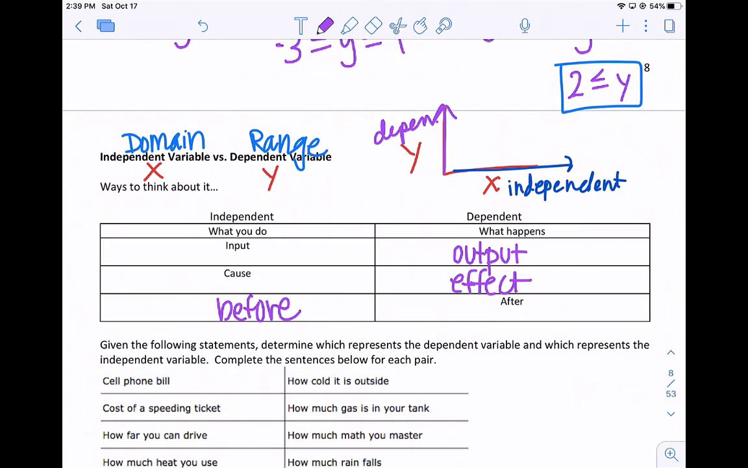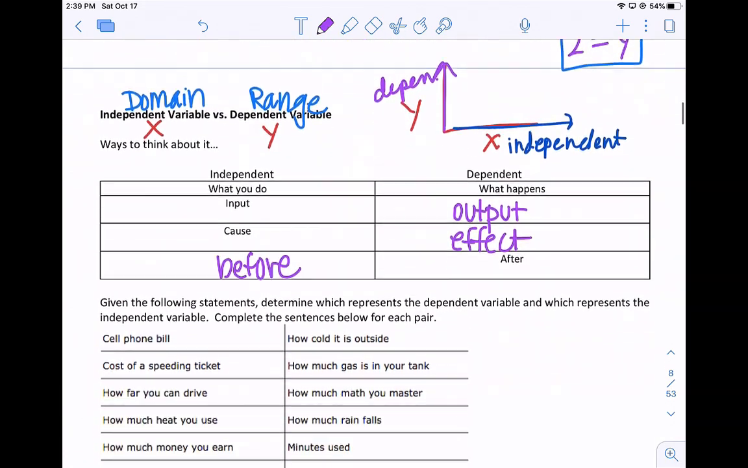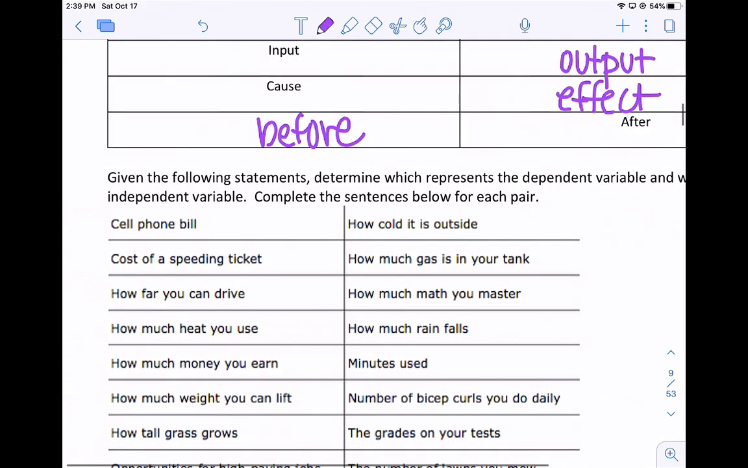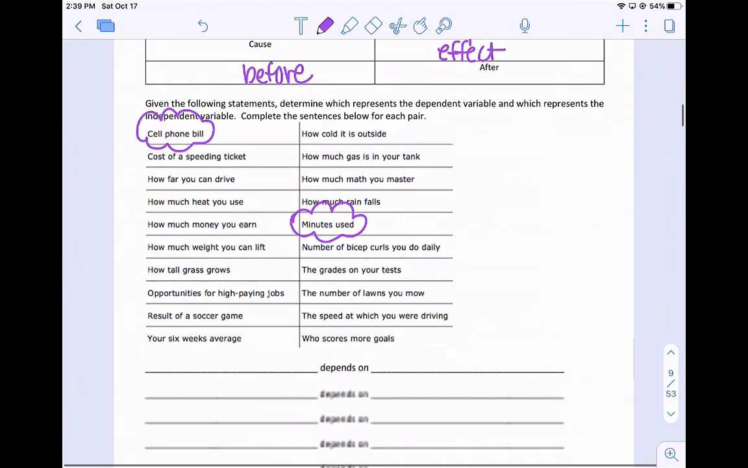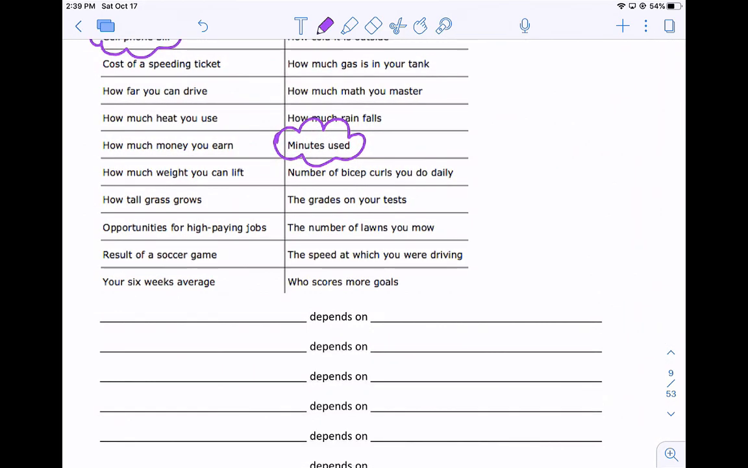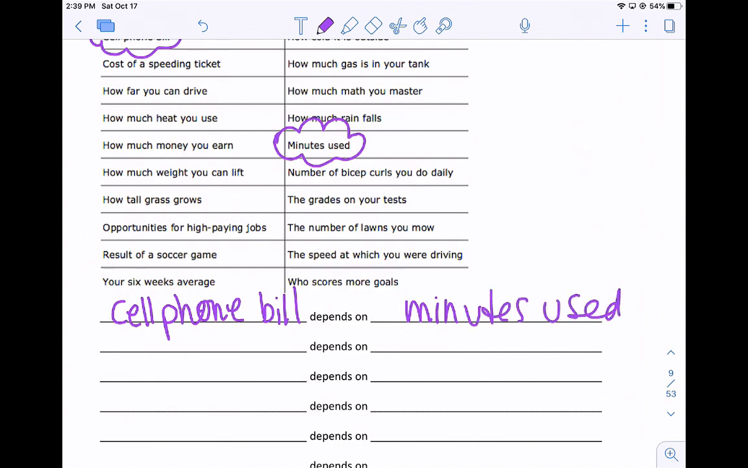So, for example, I'm not going to go over all of these because the main goal is domain and range today. But for independent, dependent variable, an example is, we can take a look at cell phone bill depends on minutes used. So cell phone bill depends on how many minutes you use, unless you have unlimited minutes. I'll do one more. So our dependent is right here. Our independent is right here. So in a graph, this would be on the x-axis.